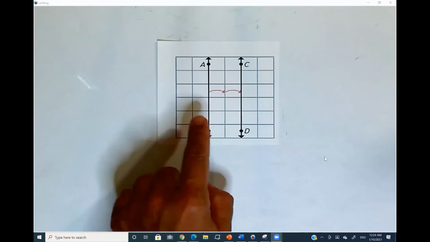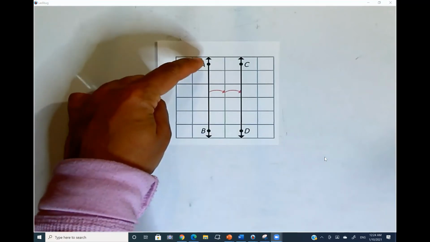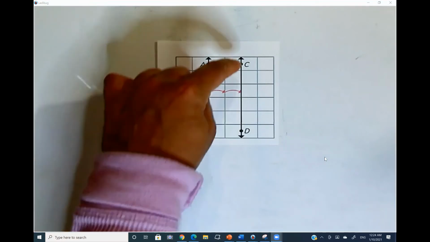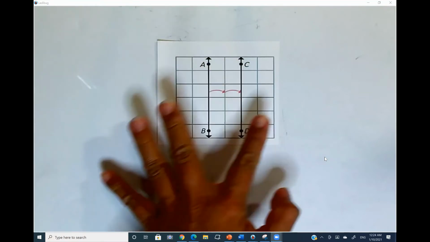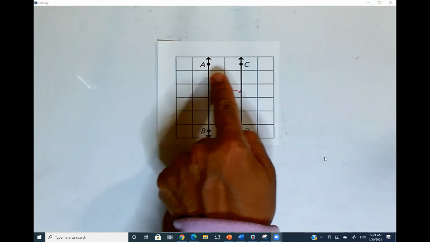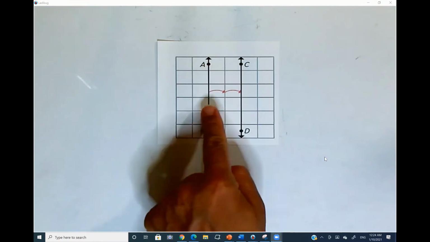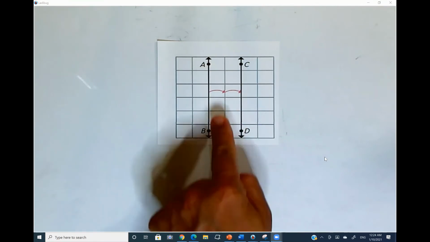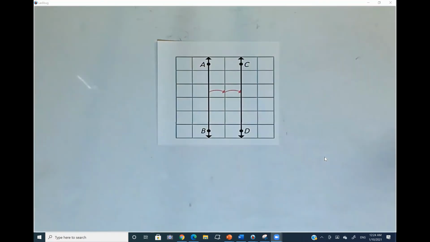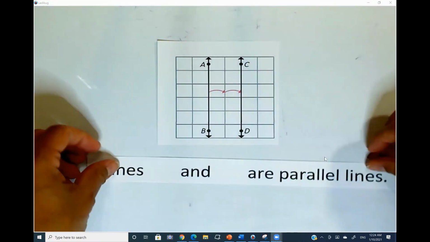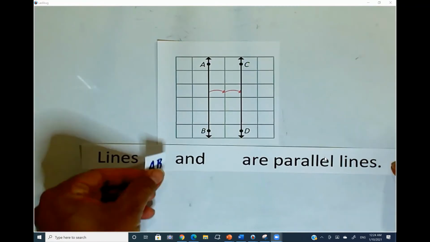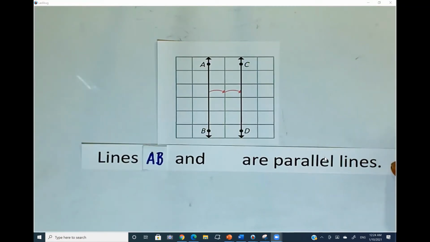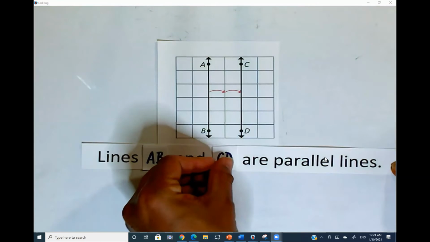In this example, you can notice that I have line AB and line CD. And if you look at the grid below, you can notice that they have a distance of 2 squares all the time. They're not getting closer, they're not getting farther. So I can tell then that lines AB and CD are parallel lines.